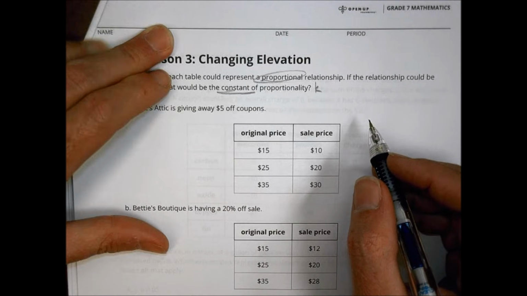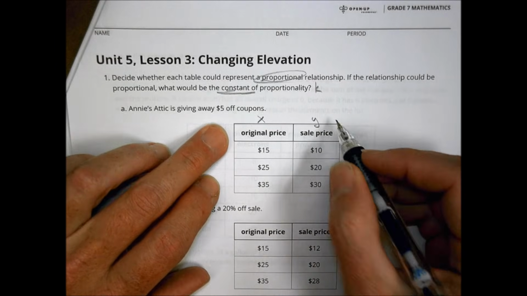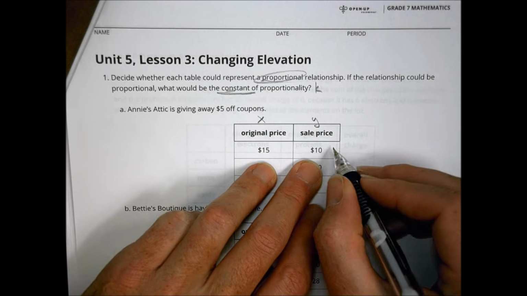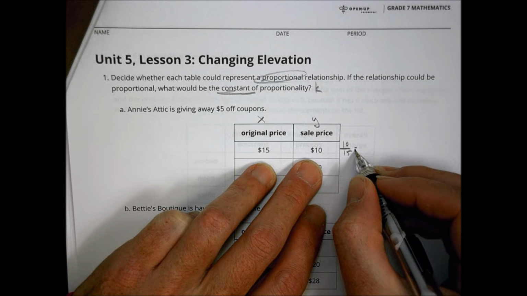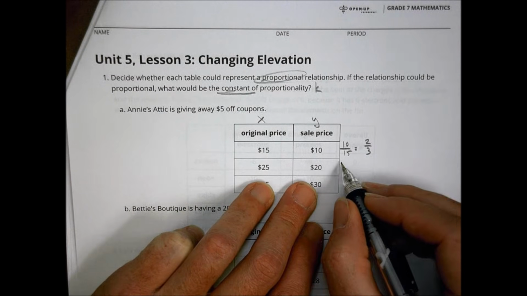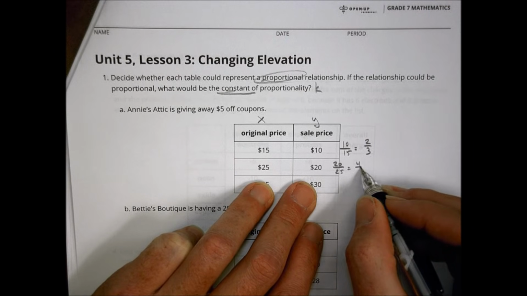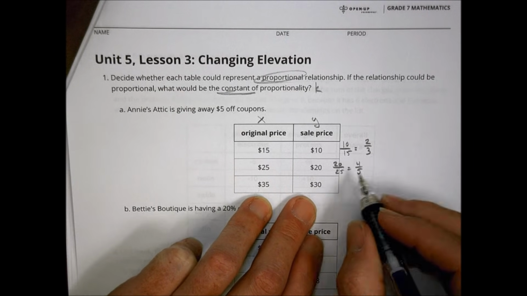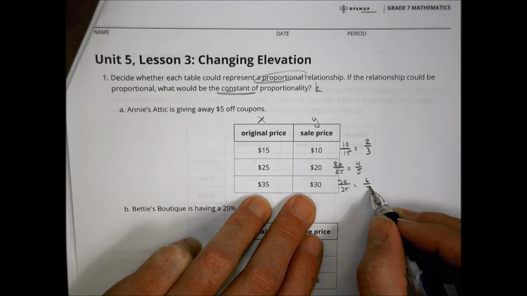Annie's Attic is giving away $5 off coupons. This is our X value and our Y value. Let's see what our K value is going to be. This would be 10 over 15, which reduces down into 2/3. Looking at this one, we have 20 over 25, which reduces to 4/5. And here we have 30 over 35, which reduces into 6/7.